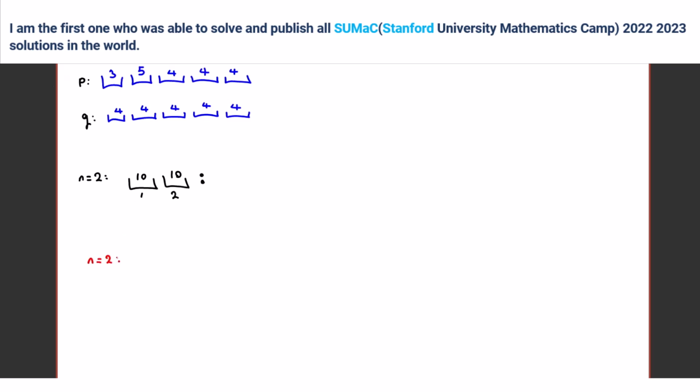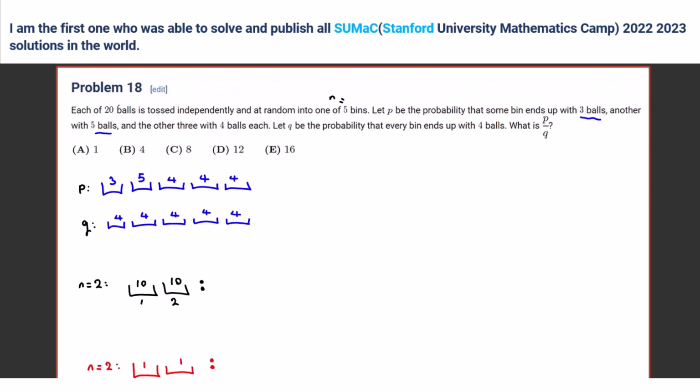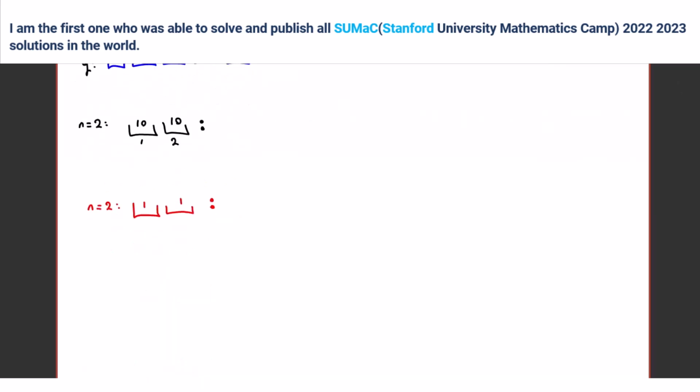I'm confused on this. Suppose n is 2, but instead of 4, 10, or 20 balls, we have 4 balls. Let's consider 2 balls. What's the probability of this? 1 ball here, 1 ball here. So do we consider the probability of one bin? Suppose here the number of balls is equal to 20, but here it is equal to 2. Okay? So what's the probability of this? 1, 1.